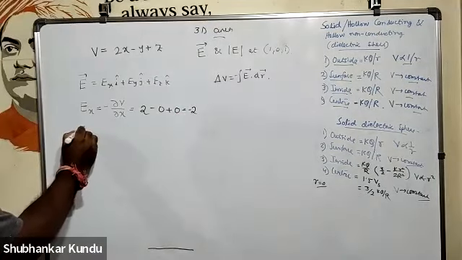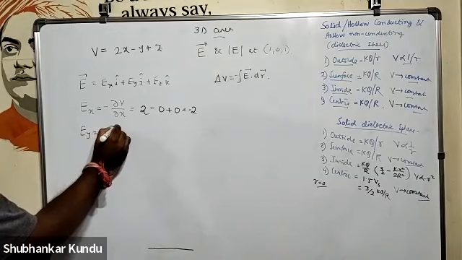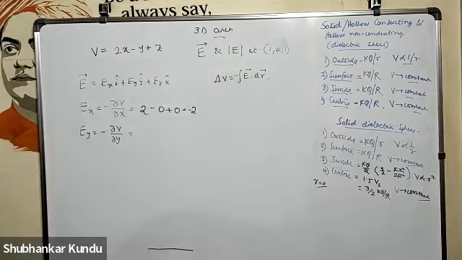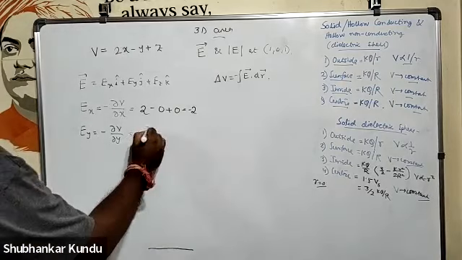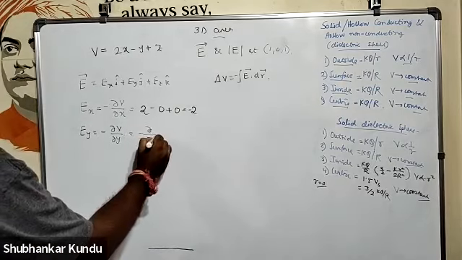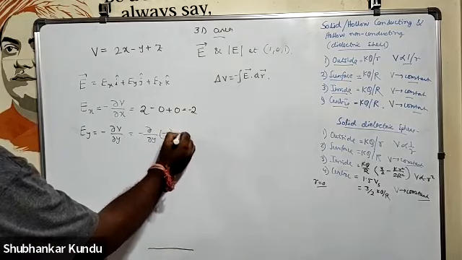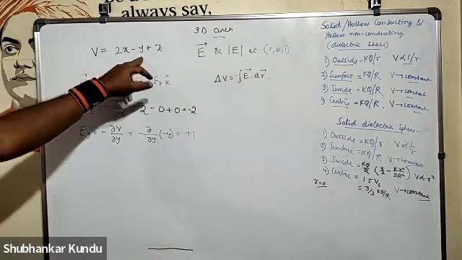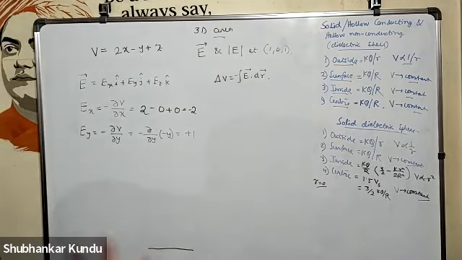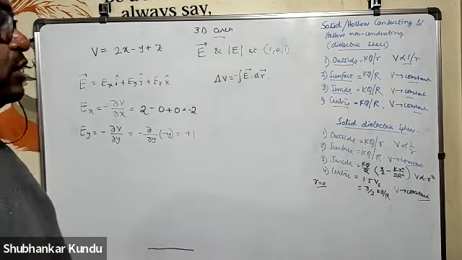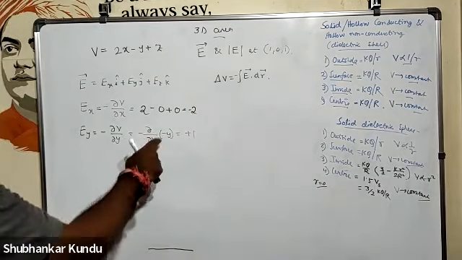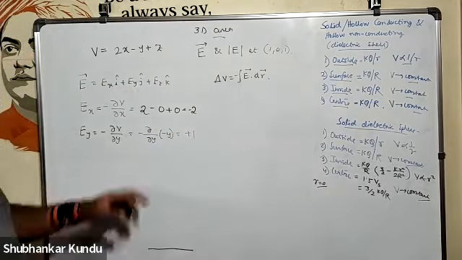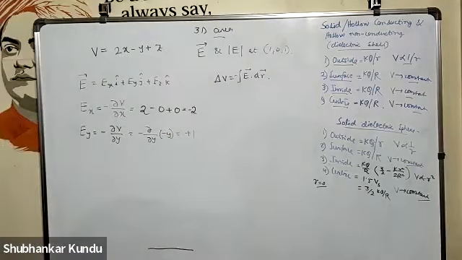Now if we talk about Ey, minus del V del y. What will we get if we differentiate minus y? If we differentiate minus y, we'll have plus 1. If you differentiate minus y, what will be happening? dy of minus y gives us minus 1. There is already a minus sign before, so minus minus is plus 1. And this will appear as 0, this will appear as 0.